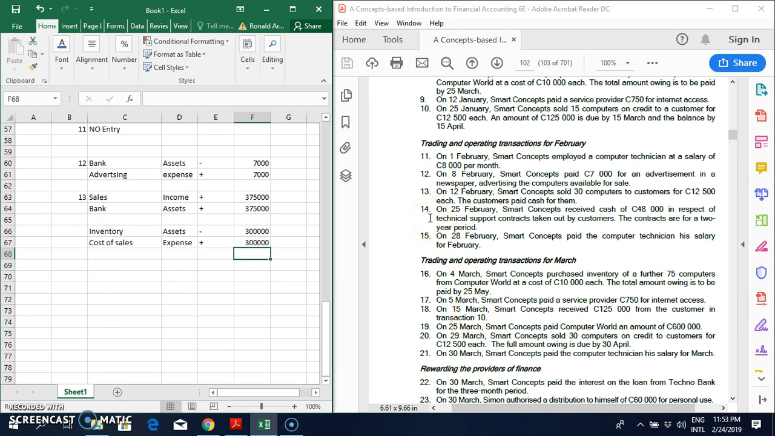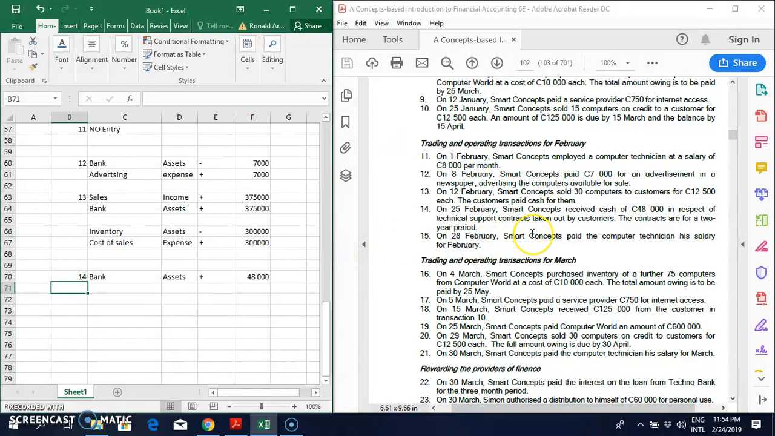Then on transaction 14, it says on the 25th of February, Smart Concepts received cash of 48,000 in respect of technical support contracts taken out by customers. The contracts are for a 2-year period. So we received 48,000 rand. That's the first part. Remember, at least identify the first account. We know the first account is bank because we received money. Bank is increasing with 48,000.